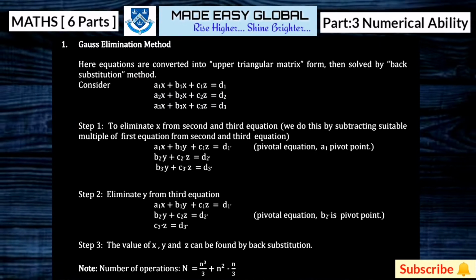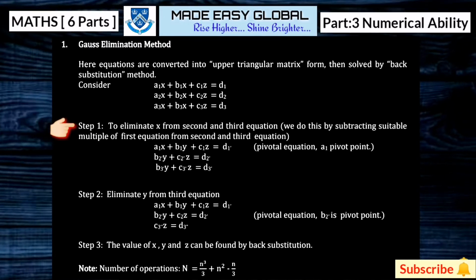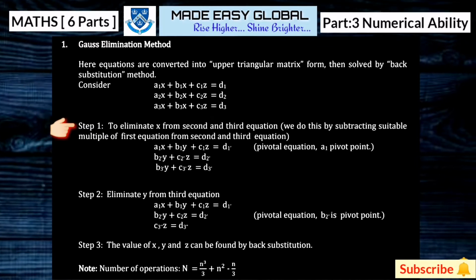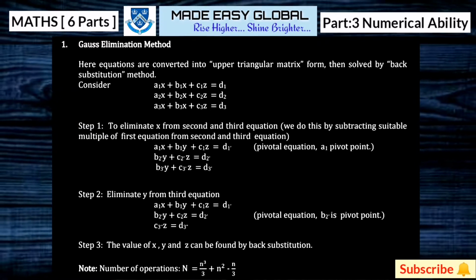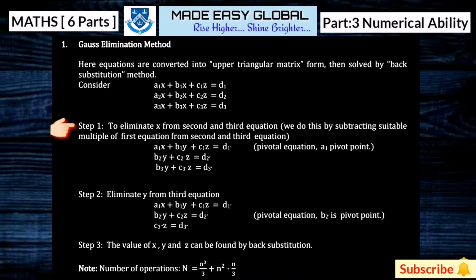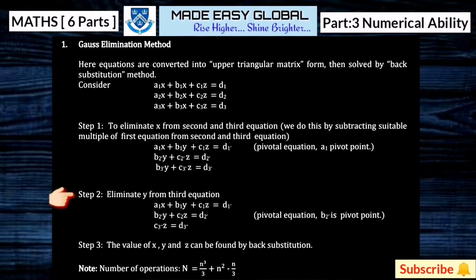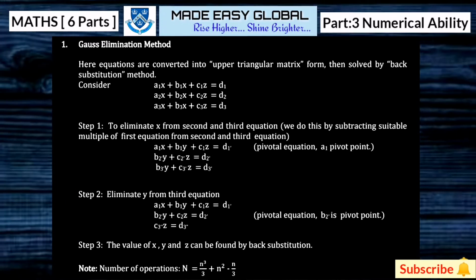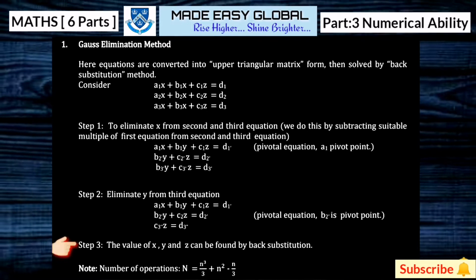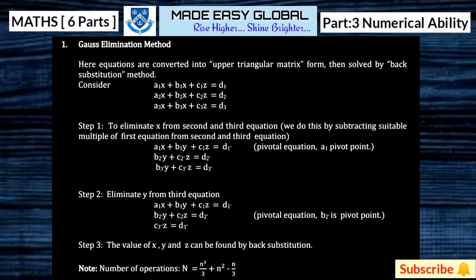Step 1: eliminate x from the second and third equations, by subtracting a suitable multiple of the first equation from the second and third equations. The next step is to eliminate y from the third equation. The third step is that the values of x, y, z can be found by back substitution.